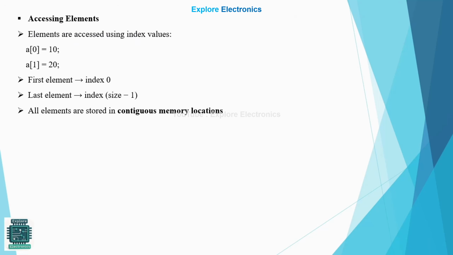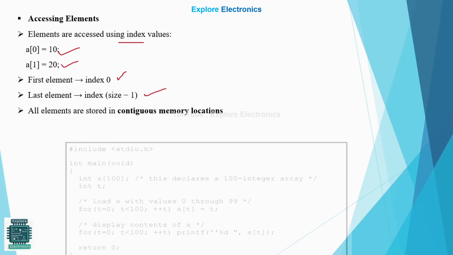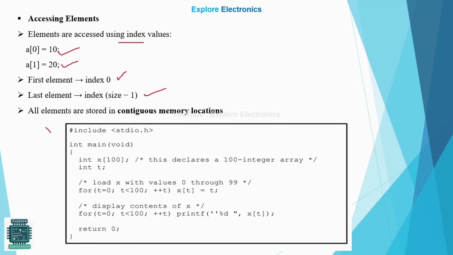Then accessing elements. Elements are accessed using index value. See, A of 0 is 10 and A of 1 is 20. First element always starts with index 0 and last element is index size minus 1. Fine. This is a programming example for a 1D array. See, this declares a 100 integer array and here we have used a for loop to load X with the values 0 through 99. This is for loading and this is for displaying.